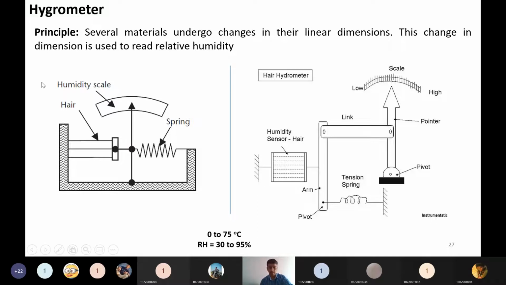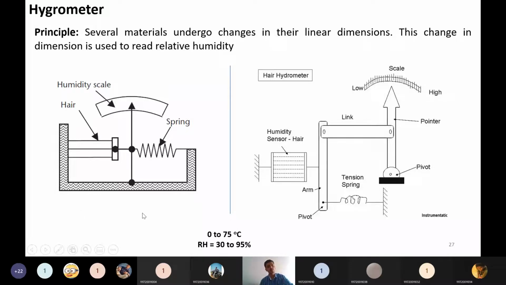Commonly the hair hygrometer is used, in which hair is the medium of construction. All natural materials have an absorption tendency for moisture, and they are called hygroscopic materials. The linear dimensions of every hygroscopic material change according to the moisture present in the surrounding air. You can see the construction in the figure. Usually human hair is used as the humidity sensor to measure moisture. The hair is arranged in a parallel beam structure. To provide good strength to this beam, a number of hairs are arranged in parallel, and therefore the mechanical strength of the sensor is increased.